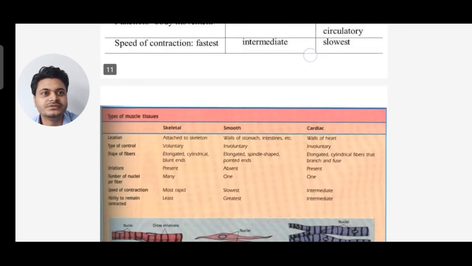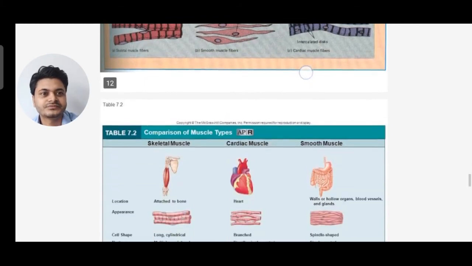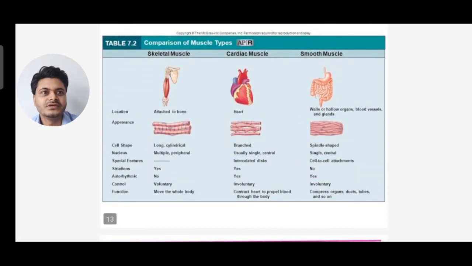Go through it. See, one more difference I've given. Any one you find interesting or suitable, you study. Any one you find easy, you go through it. So you can see the figures are given: skeletal, cardiac, smooth. Function is given, control is given, automatic respiration is given, nuclei is there. Very nicely given the flow chart.